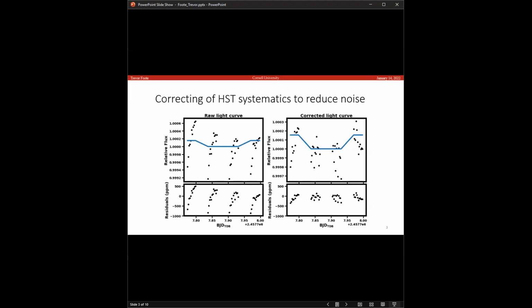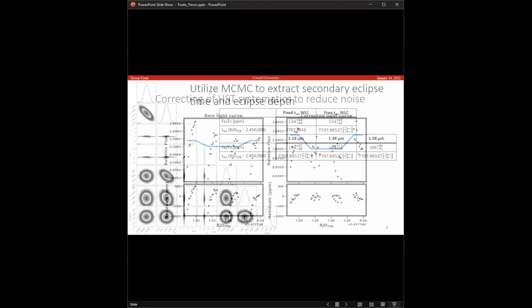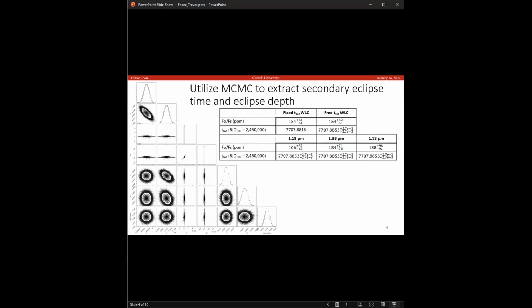If you're interested to know more, I'll encourage you to look at the paper, which I'll provide a QR code for at the end of the presentation, or reach out to me and I'm happy to discuss further. Once we've cleaned up the data, we ran it through MCMC to try and extract secondary eclipse times and eclipse depths. We did this for a number of different scenarios. In the first one, we fixed the secondary eclipse time, and then we let it be a free parameter and looked at the differences. We saw about a 5-minute difference, which may suggest a hot spot offset in the atmosphere from recirculation.